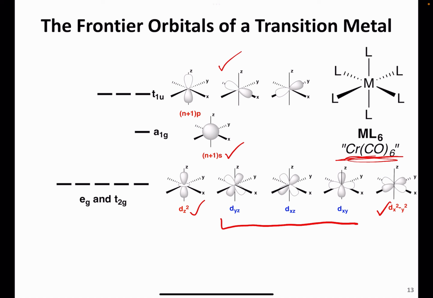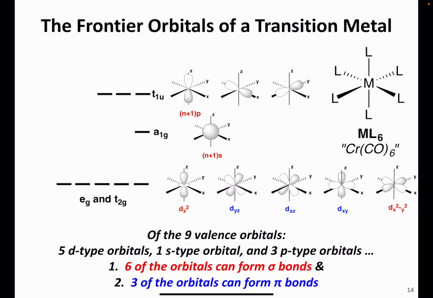The dyz, dxz, and dxy are what I call in the gaps. They're between the metal ligand bonds. If they're between the metal ligand bonds, and notice their symmetry, they're going to be the ones that are going to be able to form pi bonds. And so if we consider the 9 valence orbitals shown here of the transition metal series, 6 of them can form sigma bonds, and 3 of them can form pi bonds.